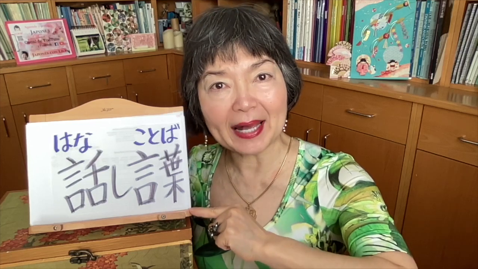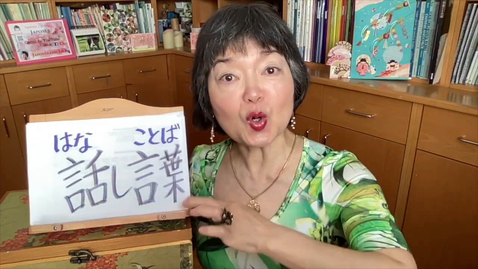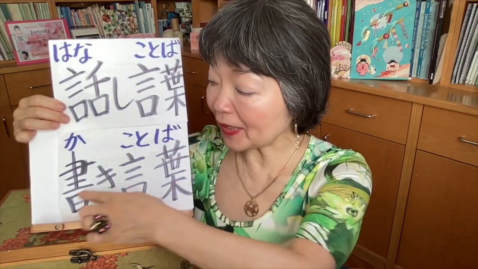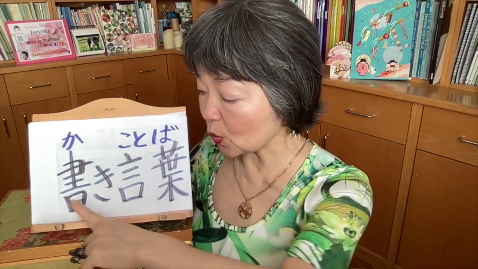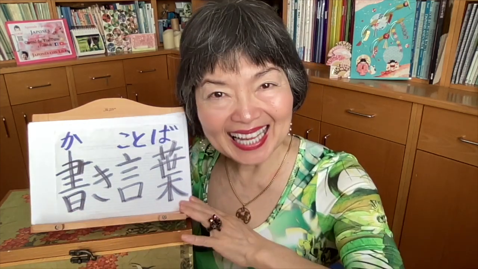Spoken language, we say 話し言葉. This first part, 話, comes from the verb 話します, to speak. And 言葉 means words. But in English translation of 話し言葉, the better is spoken language. And opposite to 話し言葉, we've got another word, 書き言葉. 書き comes from the verb 書きます, to write. So 書き言葉 is written words, written language.